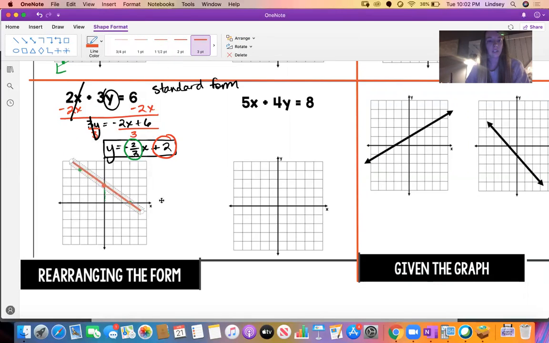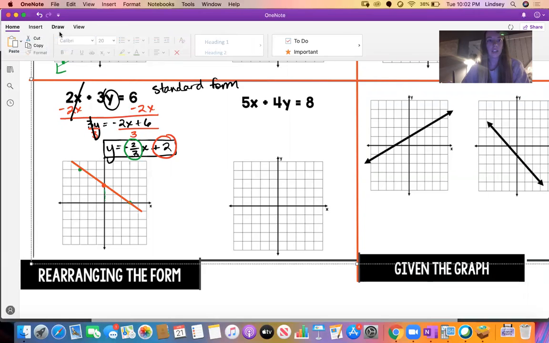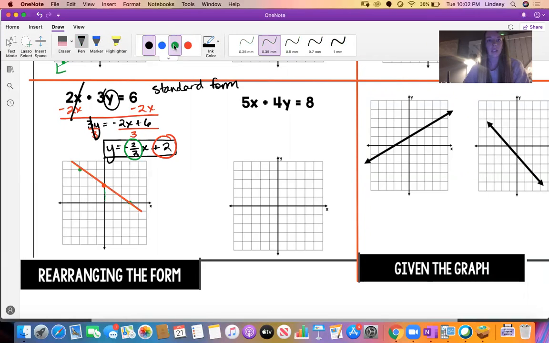Okay, all right, last one like this. Again, we need to solve it for y. So we've got to move all this other stuff to the other side of my equal sign. Okay, so I'm going to start by subtracting off my 5x.